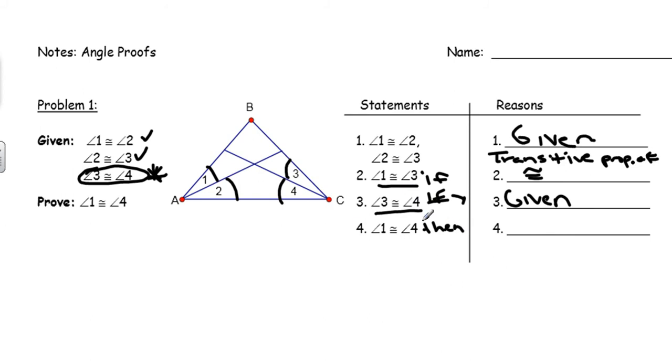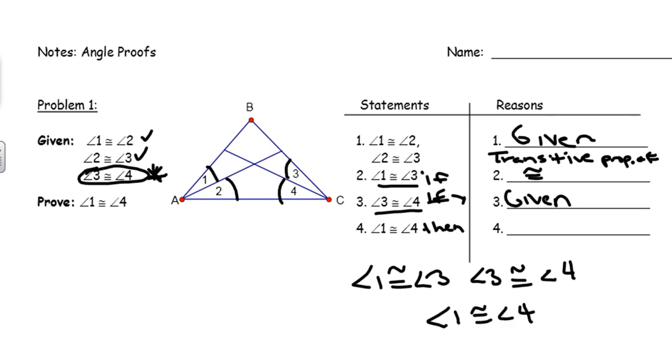And I'm going to write them linearly again. So I'm taking the angle 1 is congruent to angle 3, and angle 3 is congruent to angle 4, and my conclusion, my then, is that angle 1 is congruent to angle 4. So if you look at it linearly, the 1 stayed in, the 4 stayed in, but the middle terms dropped out. And that's the transitive property of congruency again.